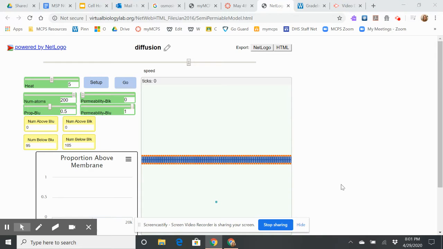I want to show you a diffusion simulation so you can really understand how molecules diffuse across the cell membrane. In this, you'll notice that I can change the heat, so hotter or colder. I can change the number of atoms.